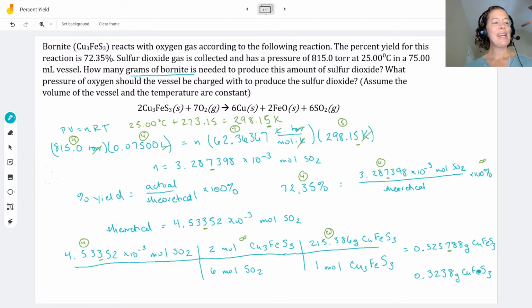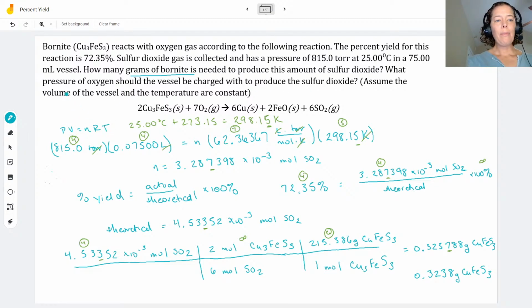No questions so far. Now we need to go back and deal with our oxygen. All right, so our oxygen poses a little bit more of a problem because it's not asking us for grams of oxygen, it's asking us for the pressure of oxygen. So we need to know how much to put in, but we're not measuring an amount directly. We're measuring a pressure, which means we're going to get to use ideal gas law again. So just looking at ideal gas law, we're going to need pressure, volume, moles, and temperature.